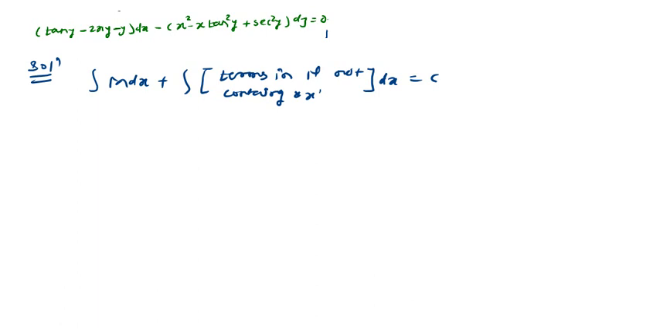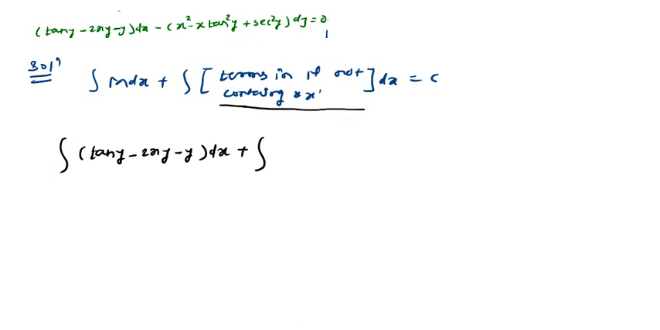So this will be integration of M, which is tan y minus 2xy minus y, dx, plus integration of terms in N not containing x. The first term contains x, so we will not take it. The second term contains x, so we will not take it. The third term does not contain x, so we will take it, but also with this minus sign. So this will be minus sec square y dy equal to constant.